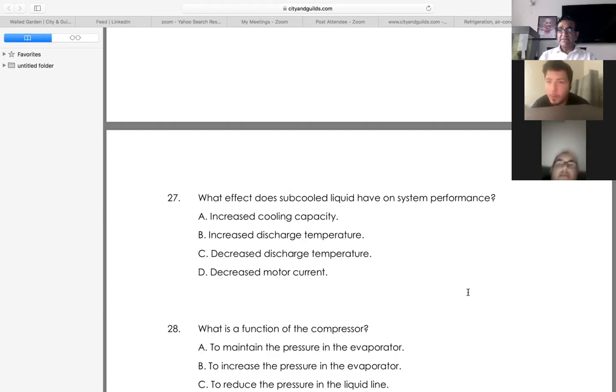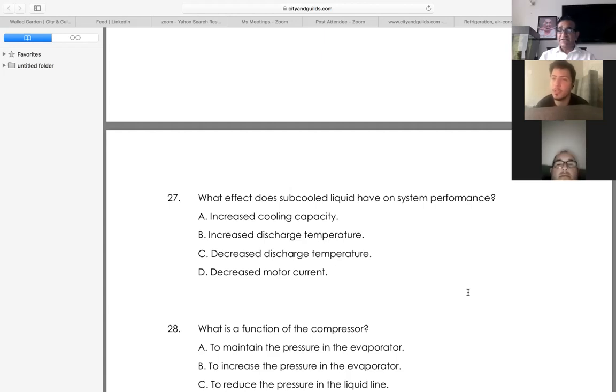So what effect does subcooled liquid have on the system's performance? What I'm saying is, if we don't have subcooled liquid, what happens? And if we do have subcooled liquid, what does happen? Well, I'd say the same point, because if you're bringing liquid back to the compressor, it's going to be increased discharge temperature.